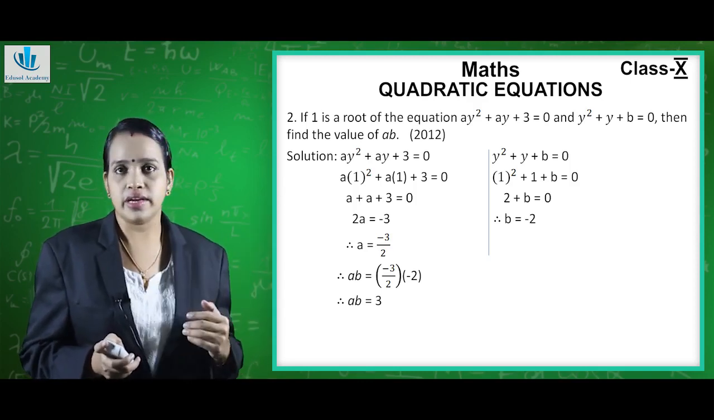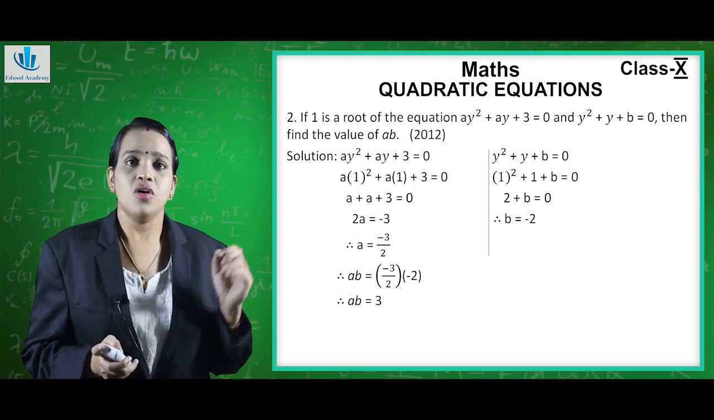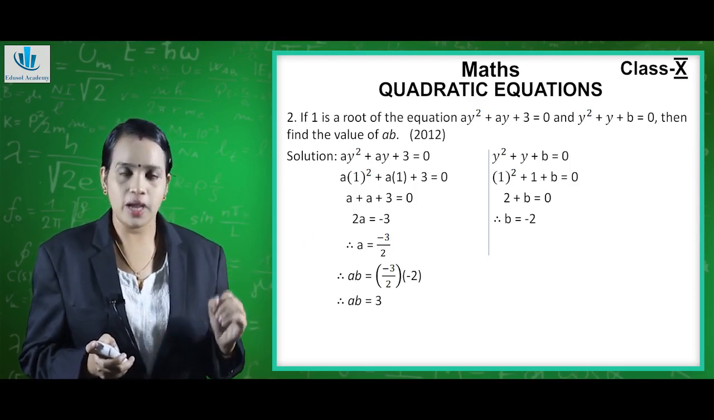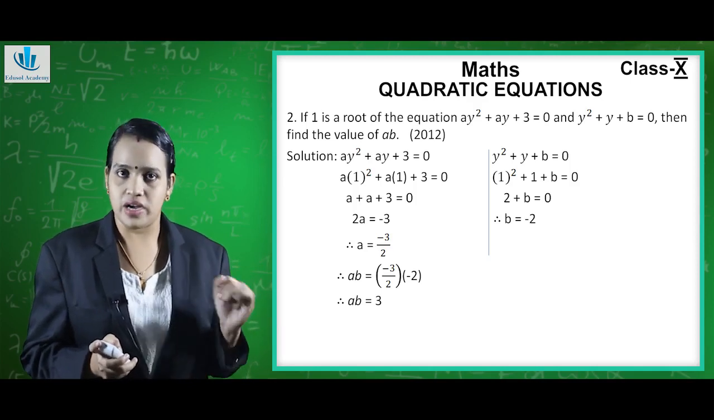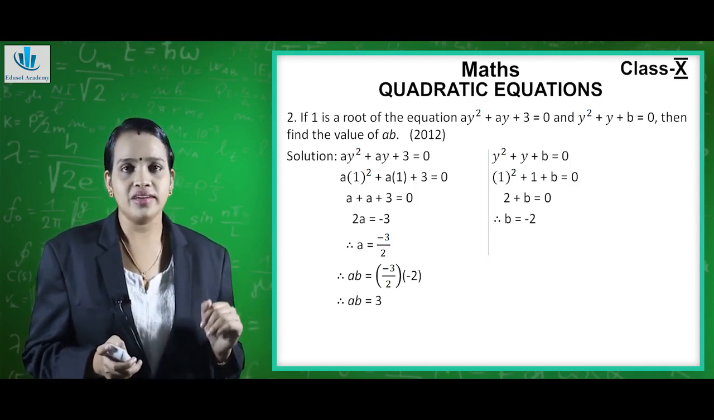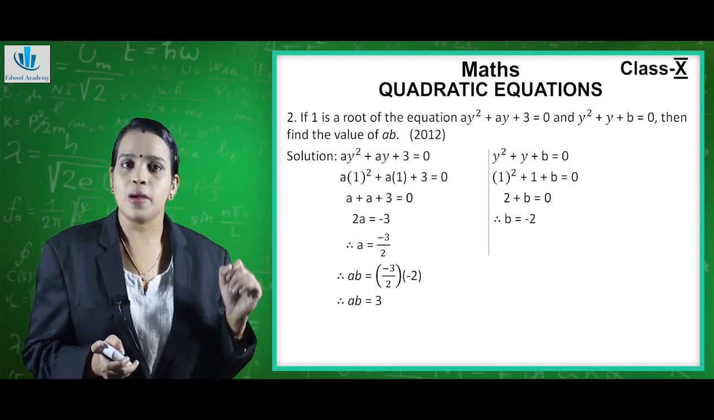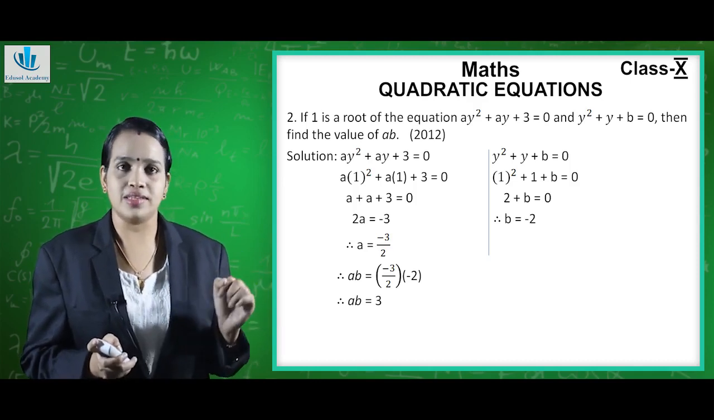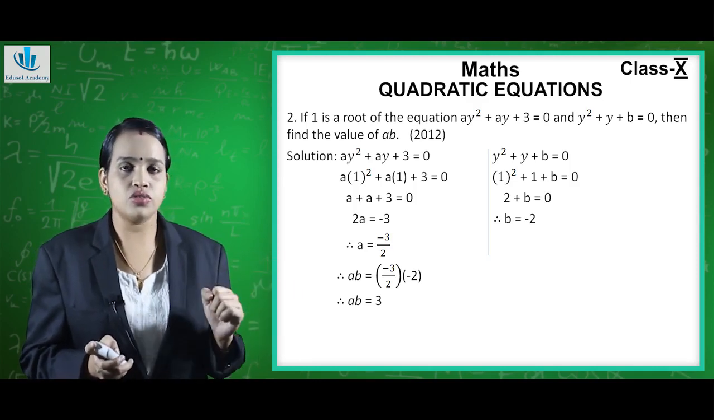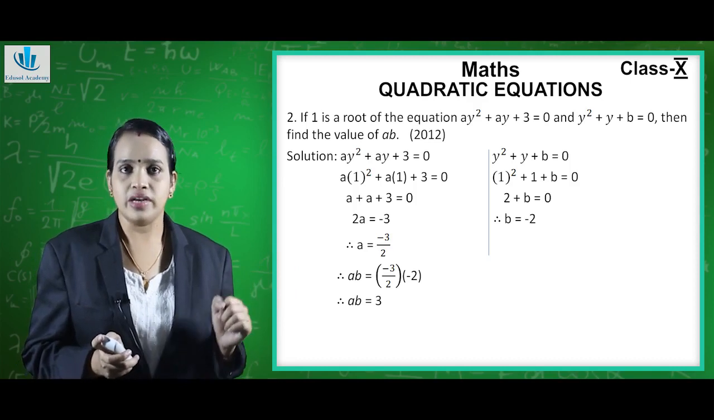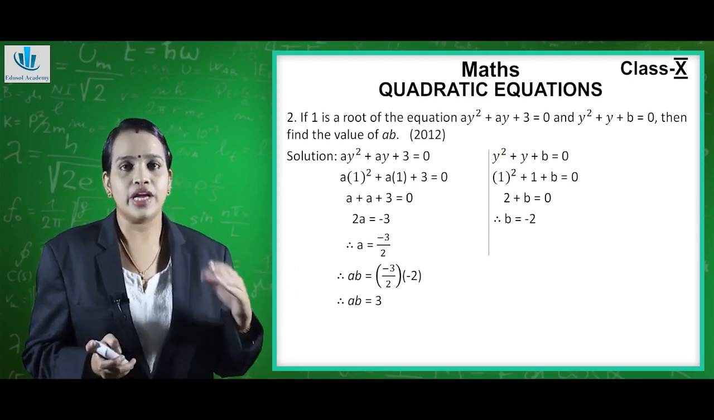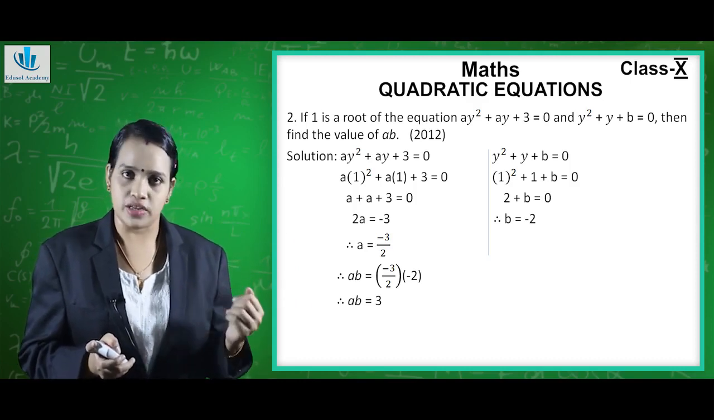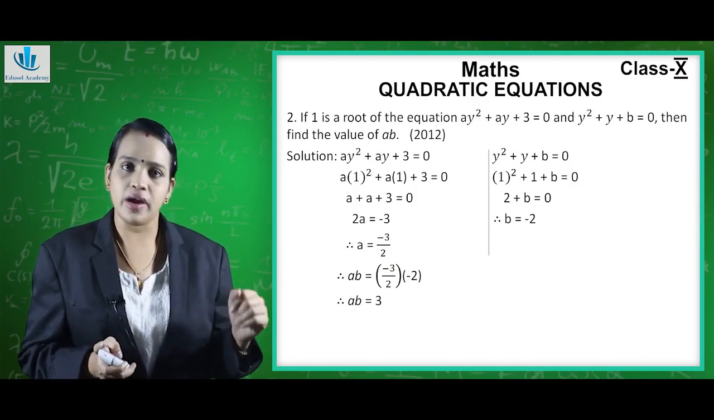Now we will solve the second equation. Our second equation is y² + y + b = 0. Here also the value of y is 1. So we can put the value over here. So 1² + 1 + b = 0. 1² gives 1, plus 1 gives 2. 2 + b = 0. Therefore when we take 2 on the other side it becomes -2. So b = -2.